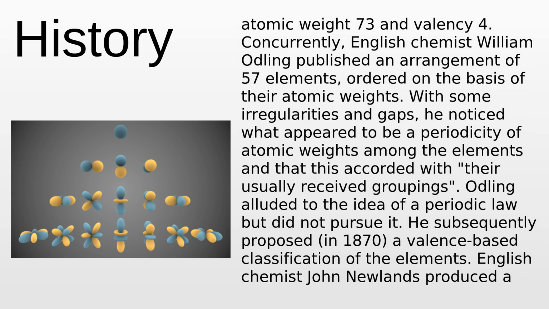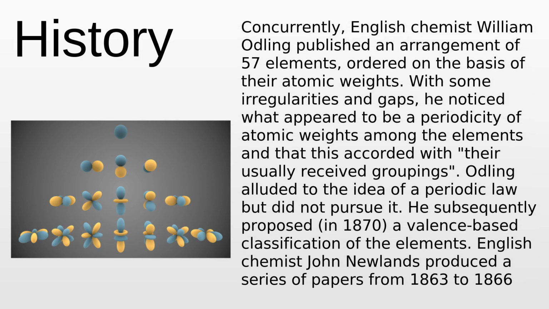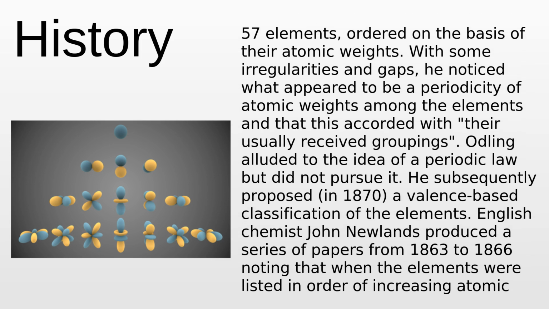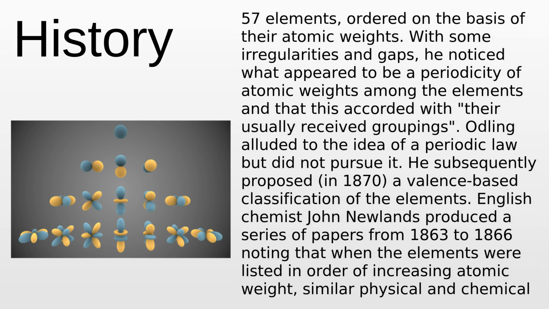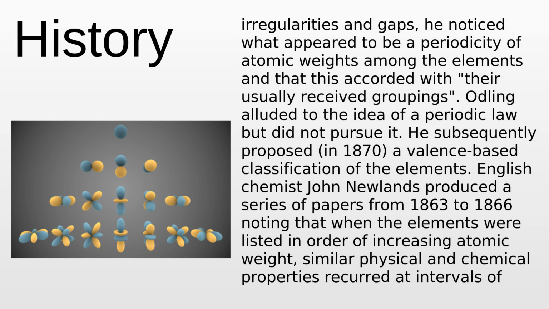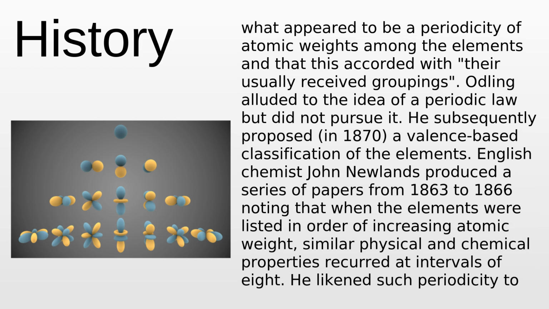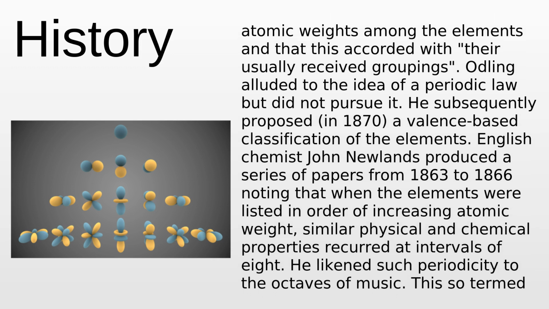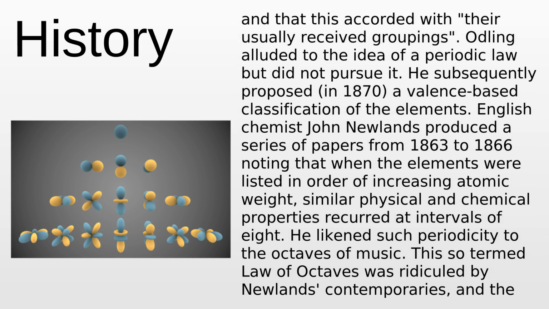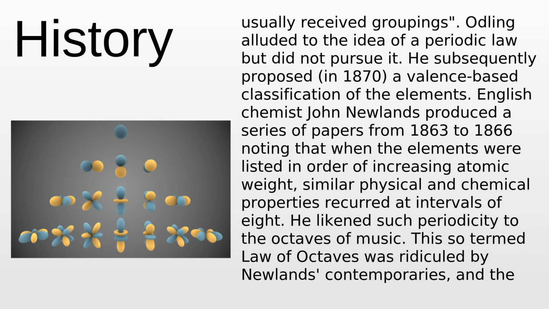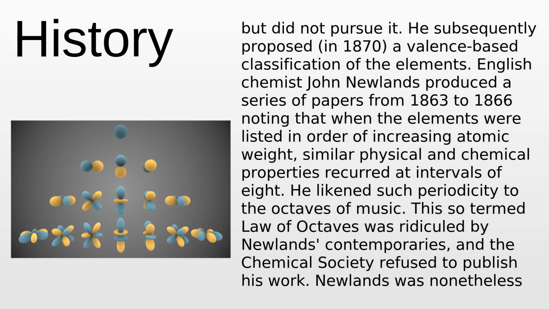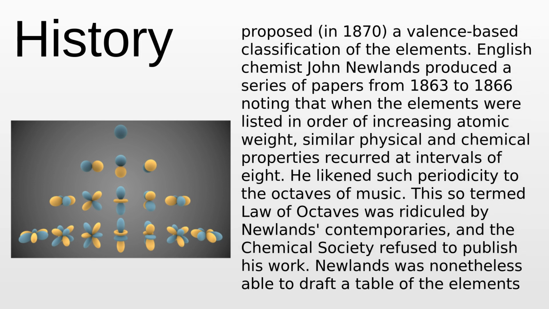Concurrently, English chemist William Odling published an arrangement of 57 elements, ordered on the basis of their atomic weights, with some irregularities and gaps. He noticed what appeared to be a periodicity of atomic weights among the elements and that this accorded with their usually received groupings. Odling alluded to the idea of a periodic law but did not pursue it. He subsequently proposed, in 1870, a valence-based classification of the elements.